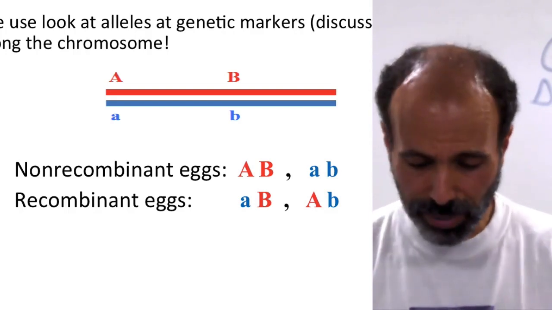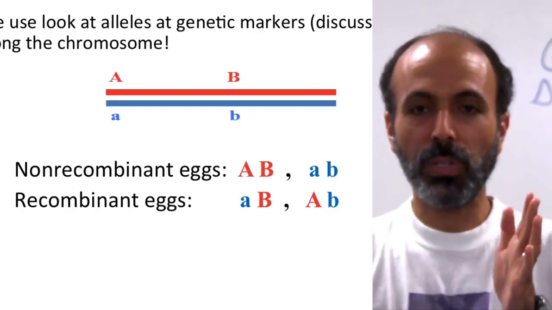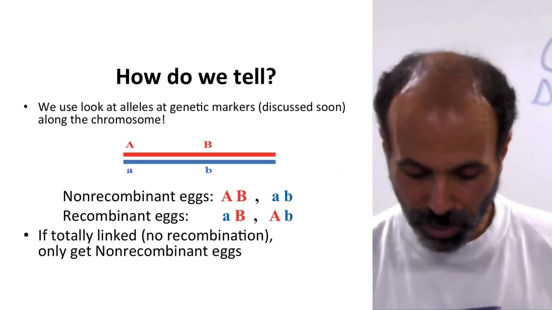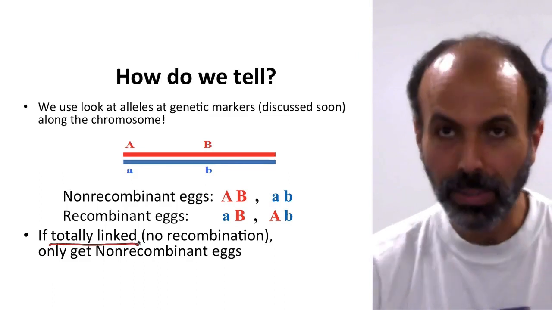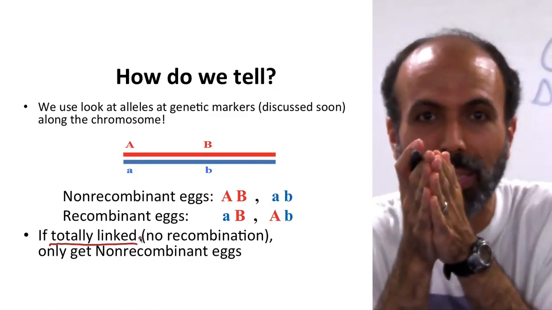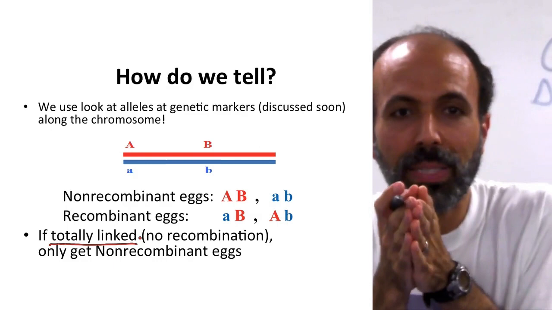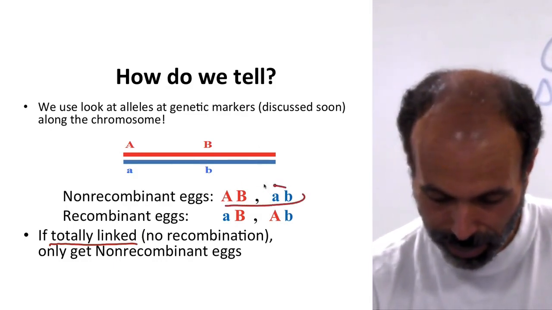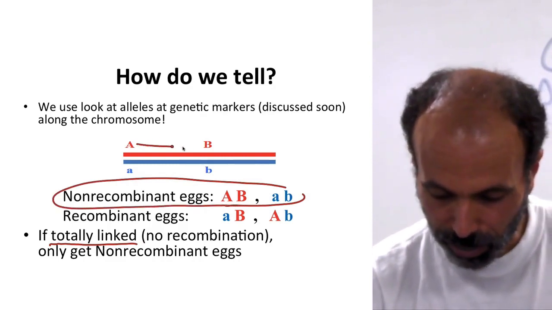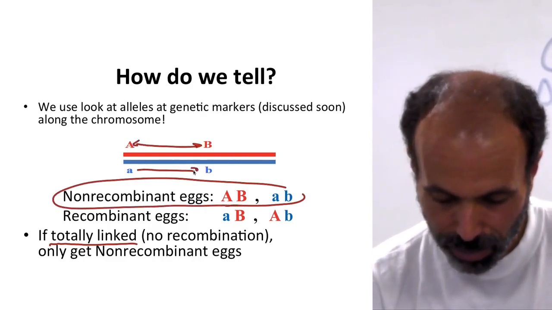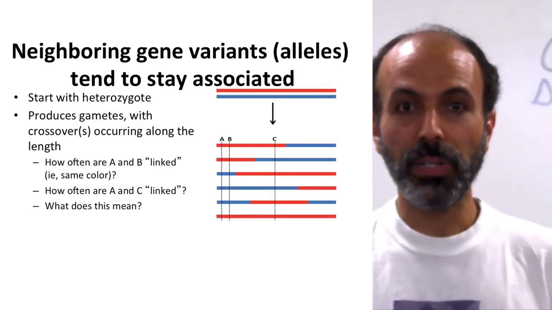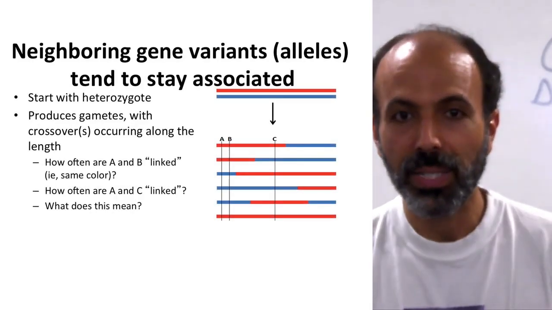In fact, let's say, for example, the A and B genes were right next to each other, basically stuck together. At that point, you refer to them as being totally linked. They're linked together, so if you get the big A, you're always going to get the big B. If you get the little a, you'll always get the little b. If that was true, then you would only get these non-recombinant eggs, right? If basically these two things were glued together, then you would only get non-recombinant eggs. And what tends to happen is neighboring gene variants or alleles tend to stay associated.